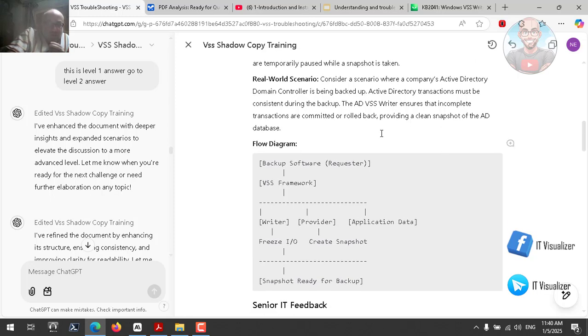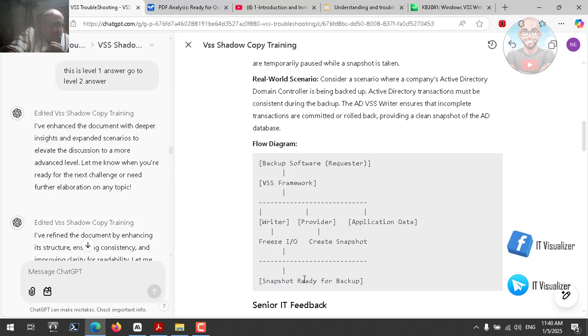Okay, and this is the job of the VSS writer. Then we have the flow diagram. We have the backup software. This is the Volume Shadow Copy framework. We have the writer, we have the provider, we have the application data, and we have the writer that freezes I/O.